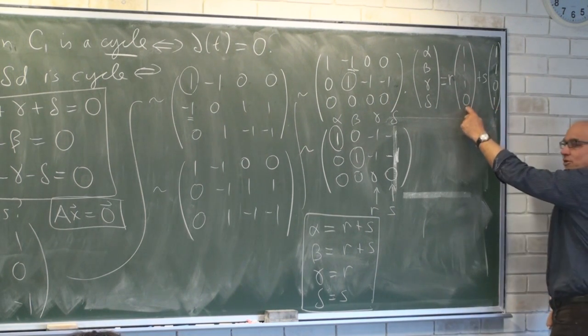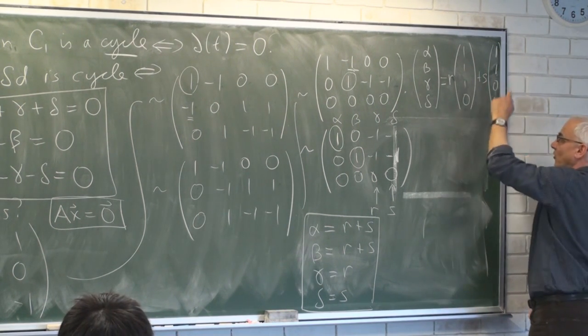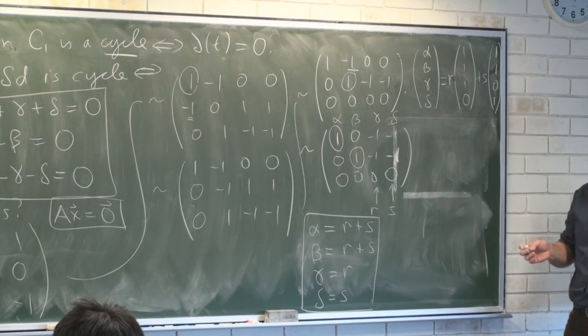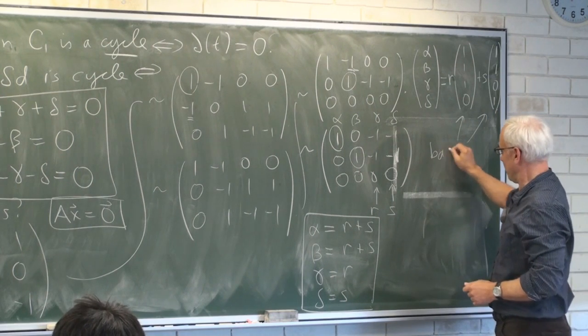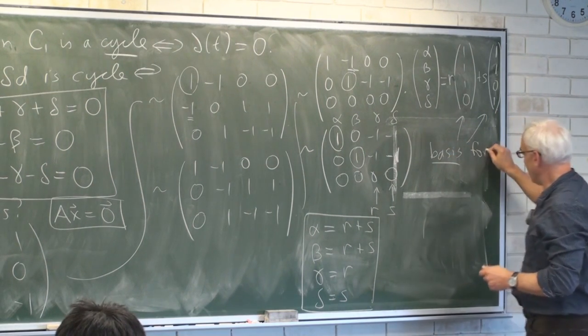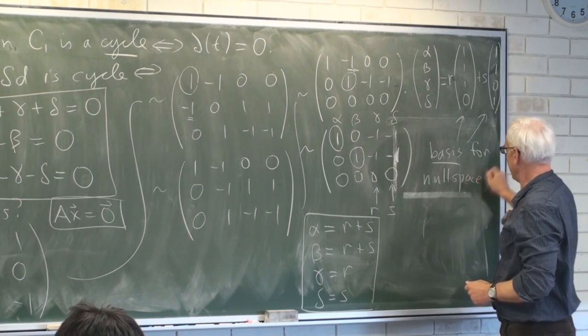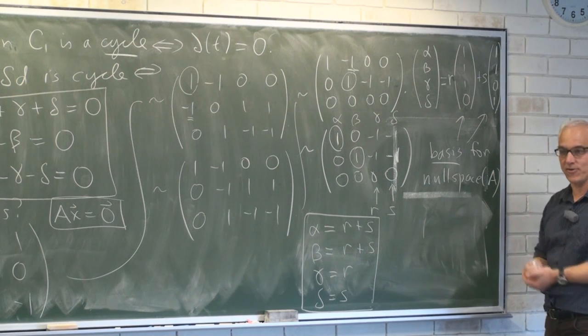Okay, so this is a vector of solutions, 1, 1, 1, 0. This is a solution, and any linear combination is also a solution. So these two vectors form a basis for the null space of our matrix A. In other words, they form a basis for the solutions, or for the cycles.